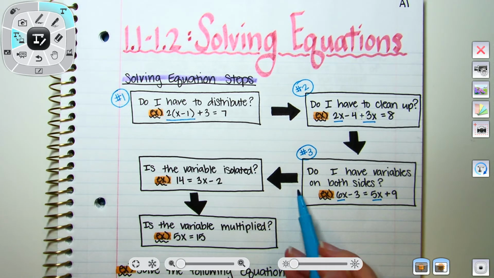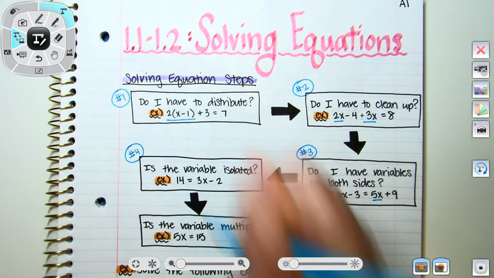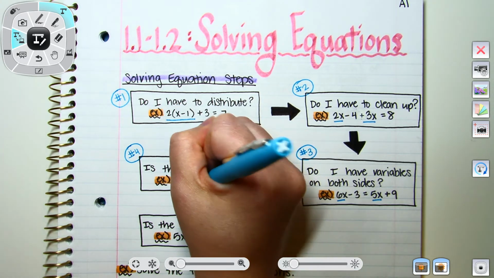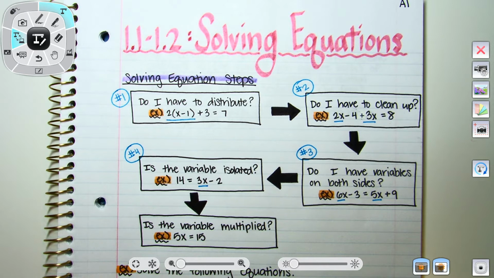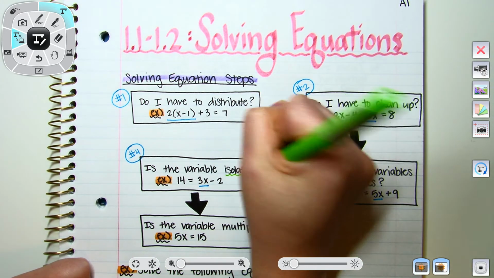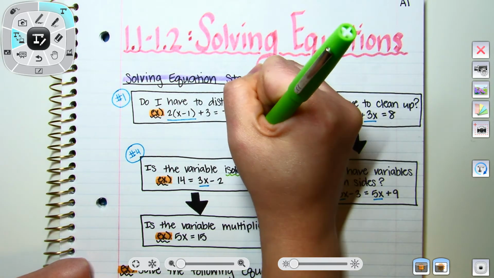Now, if we follow our arrow over here to the left-hand side, I'm going to call this one number 4. This one asks, is the variable isolated, which means, is the variable by itself? Right now, our variable is not by itself over here. This minus 2 is over here with it. And I'm just going to define this. Isolated means by itself.